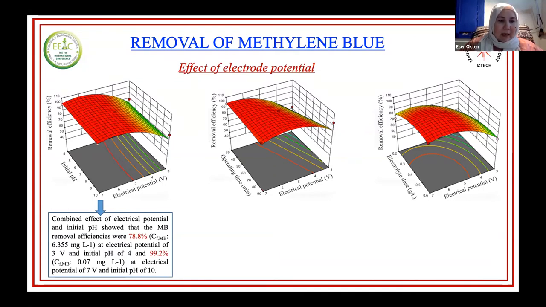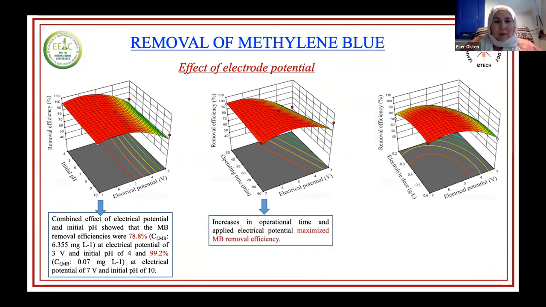As you can see, basically, the initial pH, when we compare it against the electrical potential, did not really have that much effect on the removal efficiency. The removal efficiencies were like 78.8% at electrical potential of 3 volts and initial pH of 4, and 99.2%, which was our maximum, at electrical potential of 7, which was our maximum applied electrical potential, and initial pH of 10. But as you can see from the 3D graph.